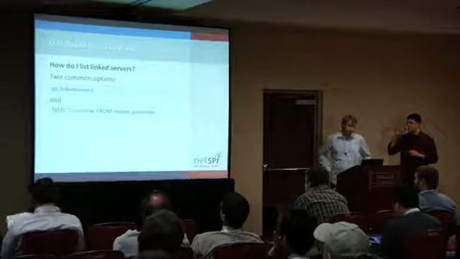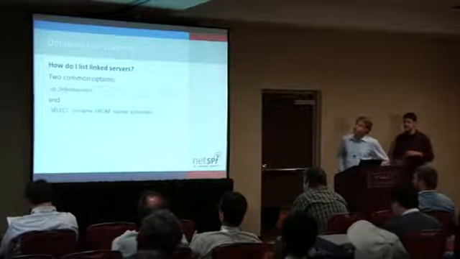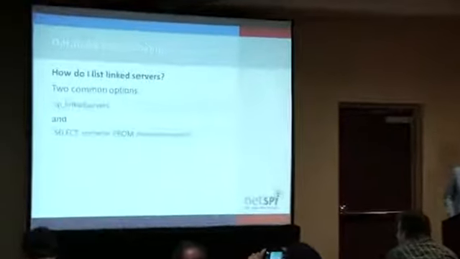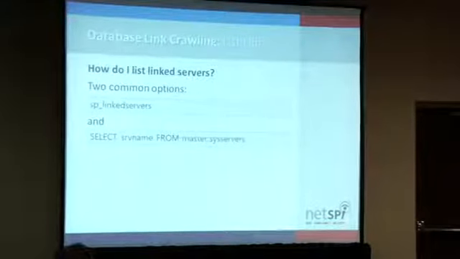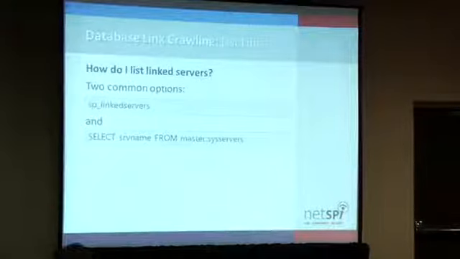Some basic concepts for links. How do you list them? The stored procedure sp_linkedservers. That just gives some information about the links. Or you can just select them from the master.sys.servers table, and it has all the links for one database server.